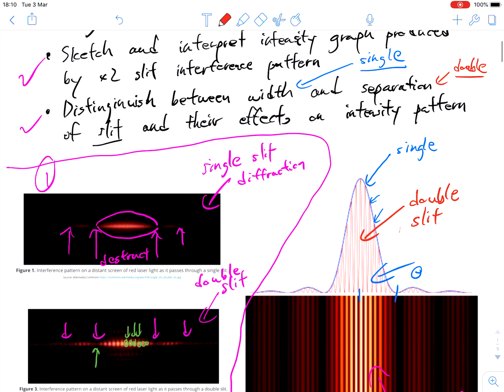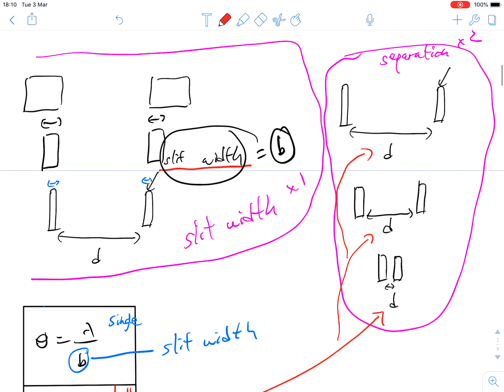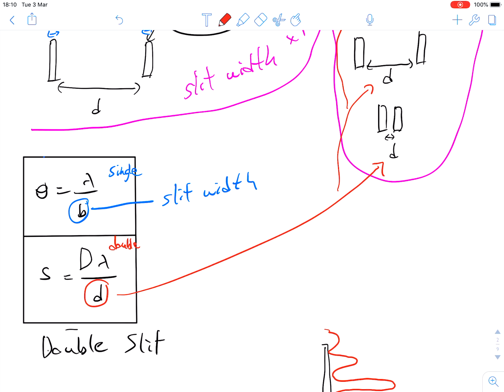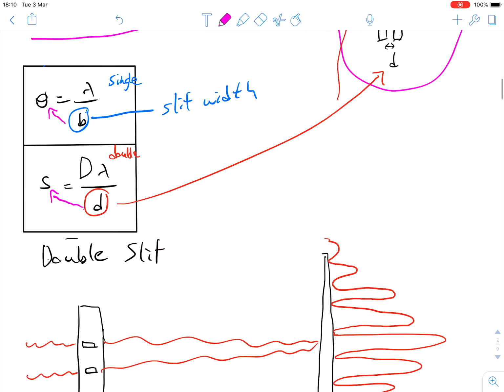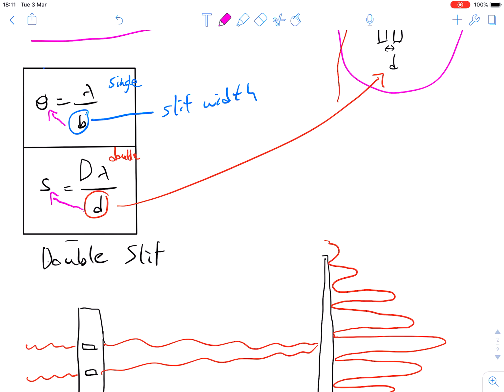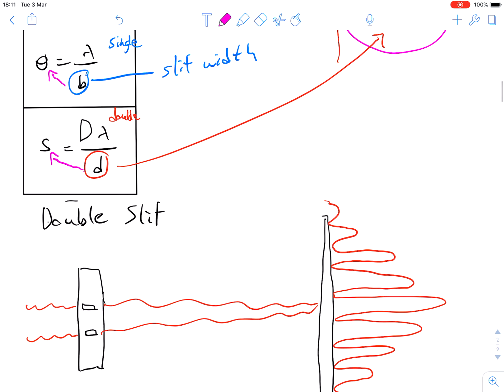And what we're looking at is the effects on the intensity pattern. So what that's really affecting is the slit width is having a direct effect on the angle, and D, for our particular purposes, S will have an effect on the interference pattern. So let's look at this right here.